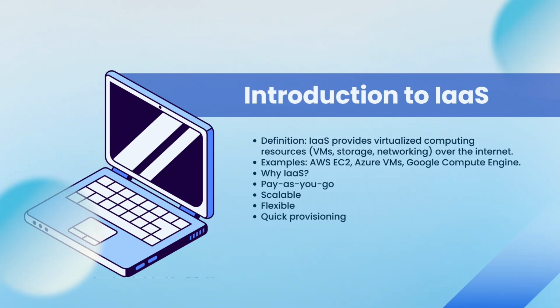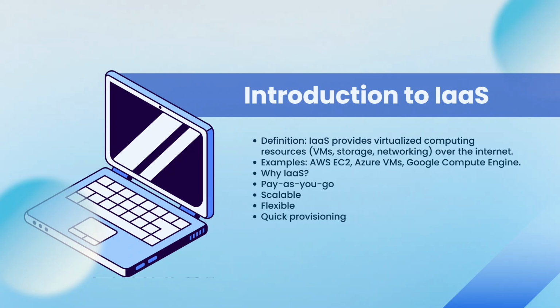Now let's look into the uses of IaaS. IaaS is used mainly for its scalability. That is, resources can be increased or decreased instantly based on demand. As it is a pay-as-you-go model, users only pay for the resources that they consume. The next one is flexibility. Users can choose their own operating systems, middleware, and applications. They have the freedom to configure servers the way they want, unlike managed services like Platform as a Service.